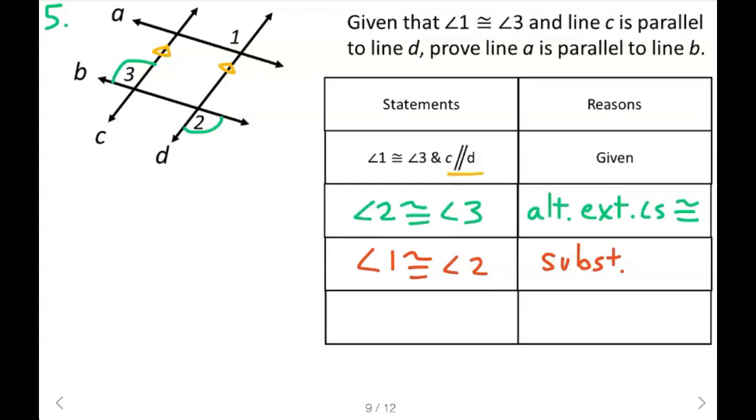Now let's focus on 1 and 2 being congruent. So, angle 1 congruent to angle 2. Well, that sets us up for alternate exterior angles that are congruent. So these lines must be parallel. So we can say A must be parallel to B because alternate exterior angles are congruent.